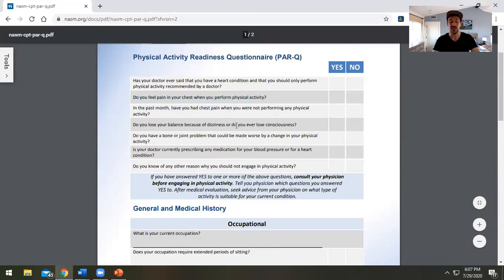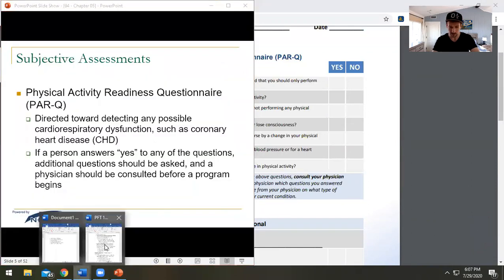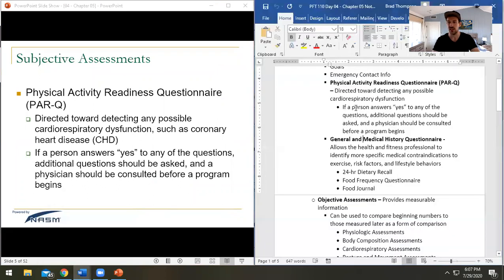Do you feel pain in your chest? When you're looking at questions like this, the big thing to remember is, if your client answers yes to any of these questions, make sure they get written permission from their doctor before they begin any program, right? Any program that involves any type of exercise. This is just the best way to keep yourself safe.